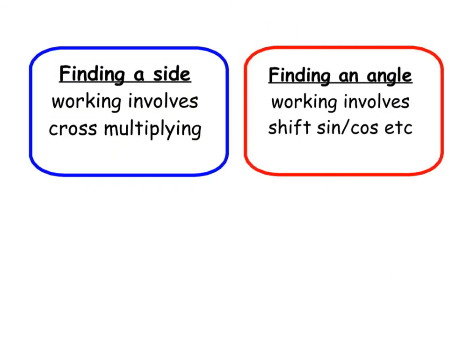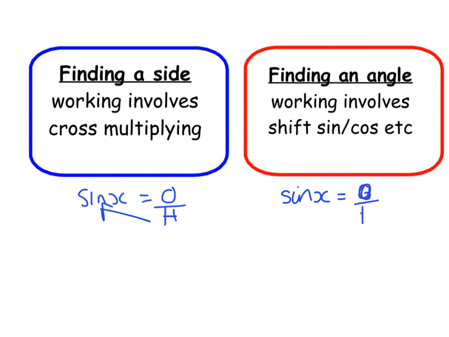Just to recap, if you're finding a side, that's the one where it will involve some kind of cross multiplying, with maybe this one coming up there. If you are doing an angle, that will be the one which involves the shift sine. And that one is always a wee bit harder for people, because you get down to the line where sine x equals your fraction and think, oh god, how do I get x again? So that's when you have to use your shift button.